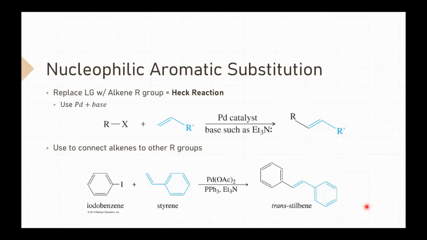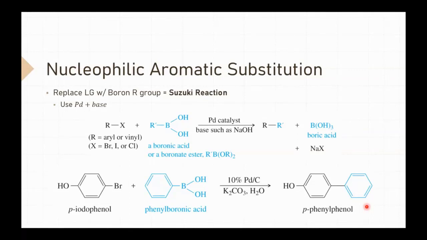Now the next one is the Suzuki reaction, or Suzuki coupling reaction. It's kind of similar to the Heck reaction, where you're replacing leaving groups with R groups. With this one, we still have that palladium and the base, so that's still the same. The only difference is you have a boron in there. When you react these two together, it replaces the X, or the leaving group, with the R group that the boron is attached to.